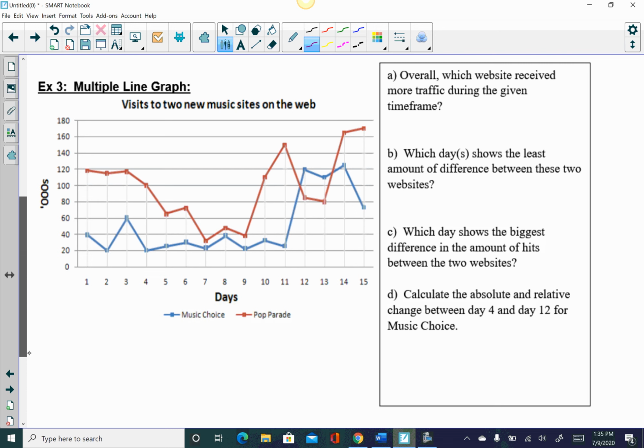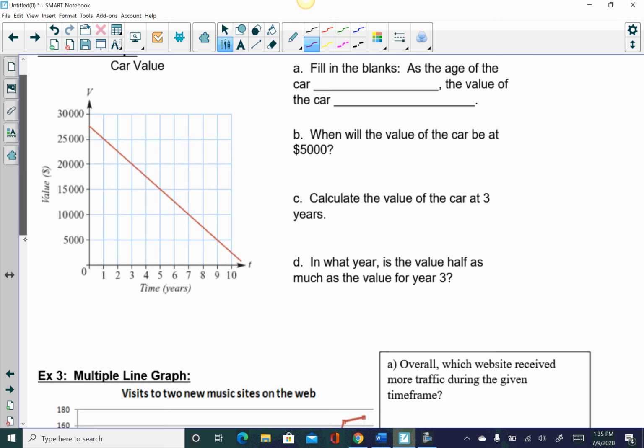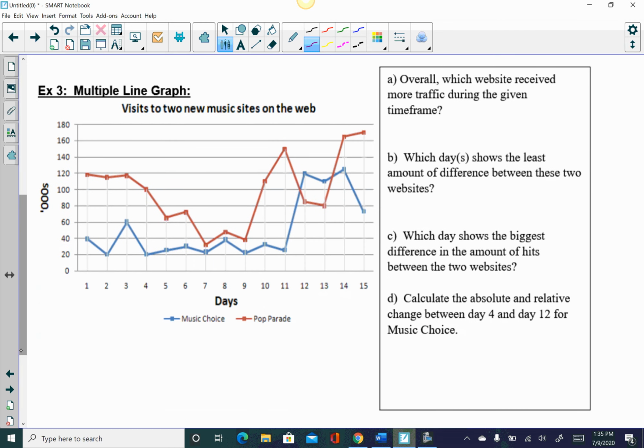And usually a multiple line graph just gives you the opportunity to compare multiple items all in one place, basically for comparison purposes. So in part A, it says, overall, which website received more traffic during the given time frame? We can see that the majority of the time this red curve is always above the blue one, and the red corresponds to Pop Parade. So Pop Parade would be our answer there. I should have prefaced this by saying this is the visits to 2 new music sites on the web, and this gives you days on the x-axis and thousands of people on the y-axis.